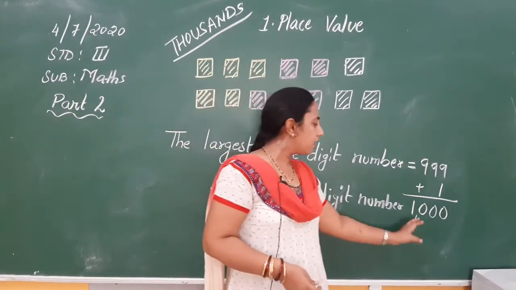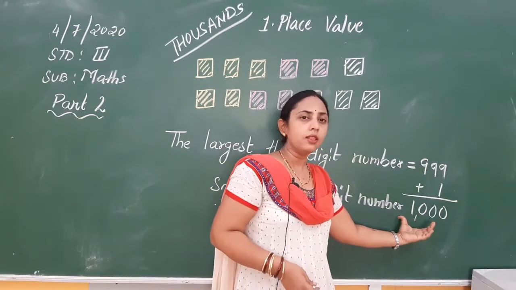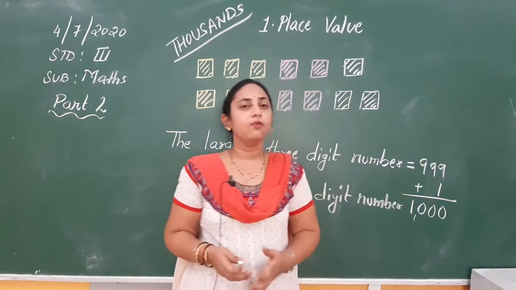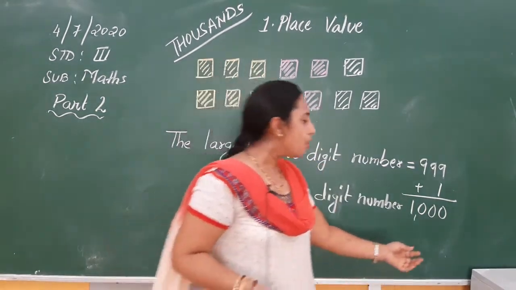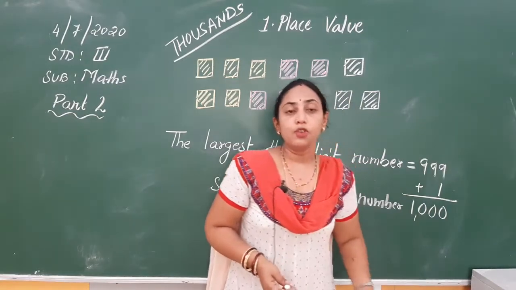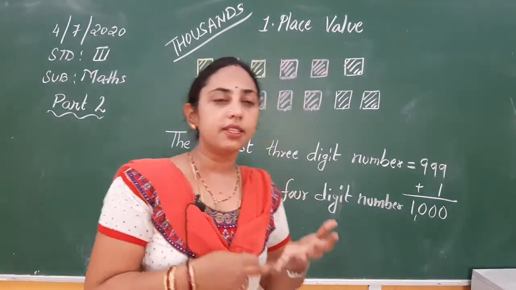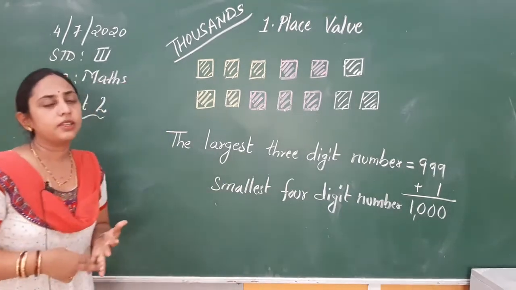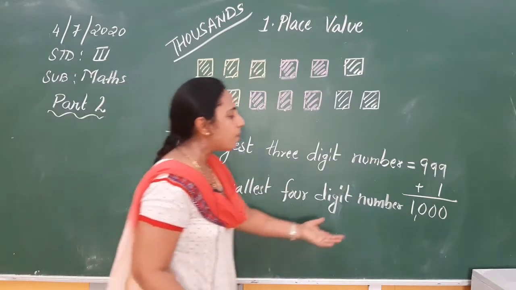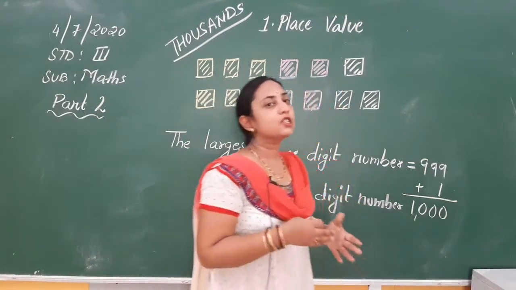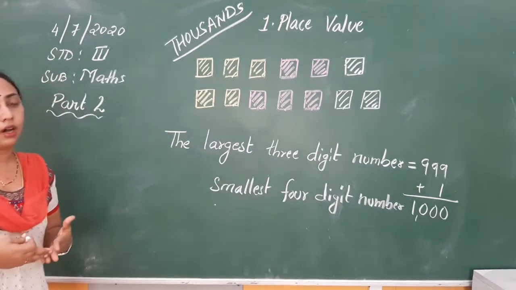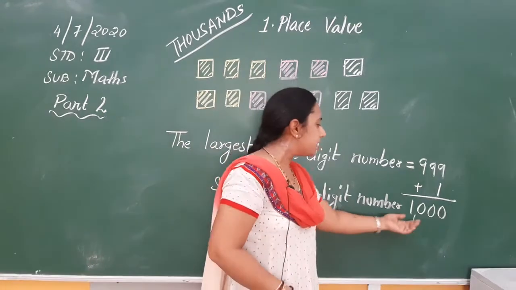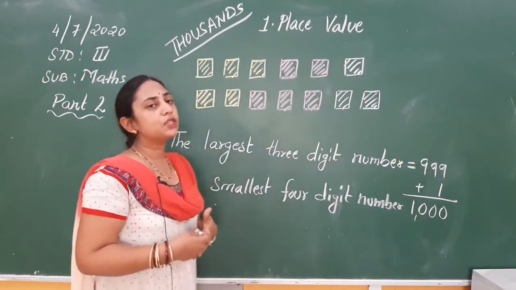3 nines means 999 plus 1 will give us 1000. You can see here this is 1000, separated with a comma. Whenever we are dealing with thousands, we will put a comma after 3 digits. We know that 10 is the smallest 2 digit number, 100 is the smallest 3 digit number, and in the same way 1000 is the smallest 4 digit number.